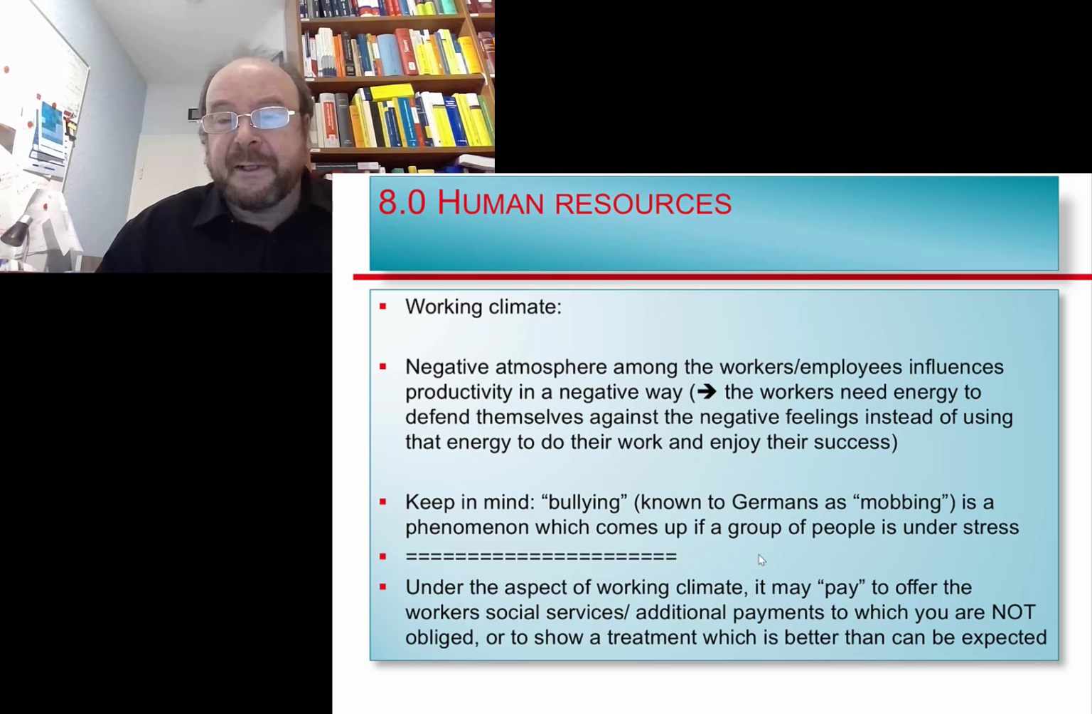Interestingly, bullying, which Germans know under the headline of mobbing, is usually happening if a group of people is under stress. You can even see that in a group of chimpanzees or gorillas in the zoo. When the group gets under stress, then they begin to bully the weakest in the group. And usually they know no stop. So it really escalates.